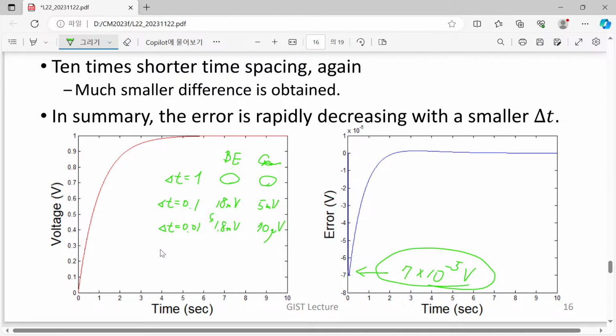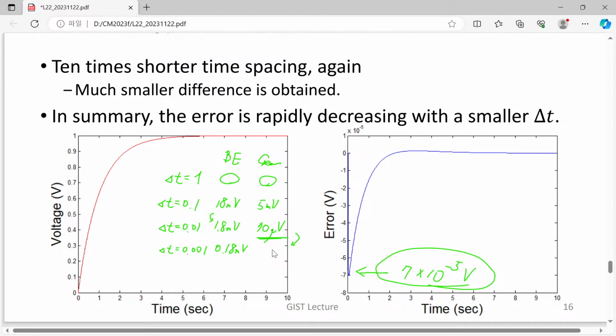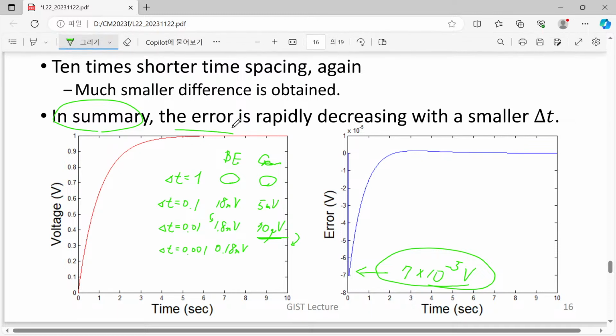So are you with me? Simply speaking, when you go to an even shorter time step, it will be just 0.18 millivolt, but you can expect that you will get even smaller values for your error for this transient behavior. So in summary, the error is rapidly decreasing with a smaller delta t.